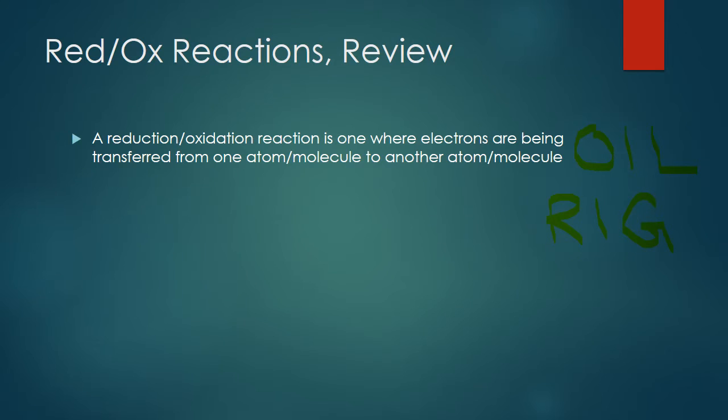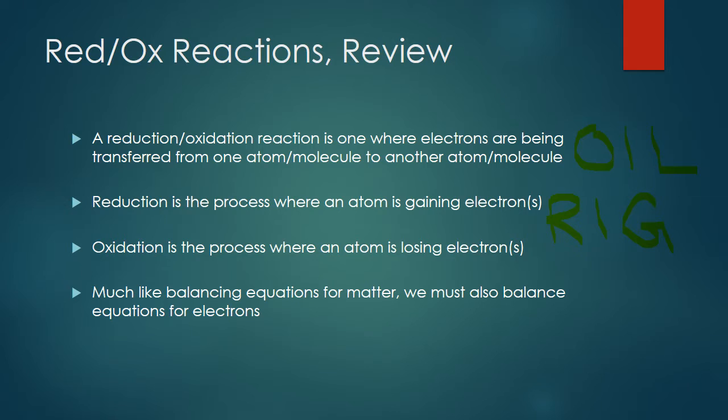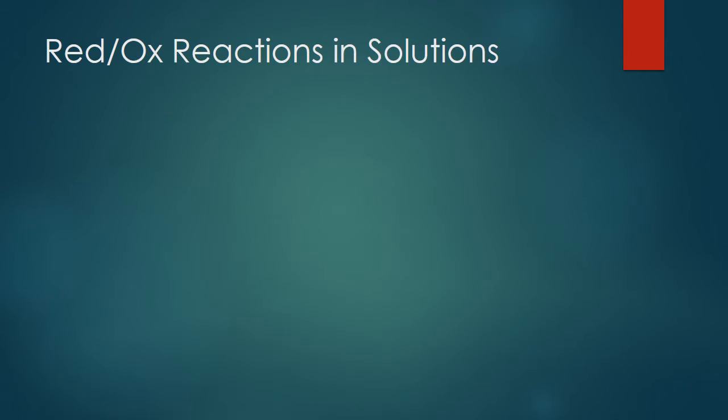So to quickly recap our redox reactions, we know a redox reaction is one where electrons are transferred. We know that reduction is when we are gaining electrons, and oxidation is when we are losing electrons. You can sometimes remember this from the term OIL RIG. Oxidation is losing, reduction is gaining. Much like balancing equations for matter, we had to learn how to balance equations for electrons. So we know what a general redox reaction is.